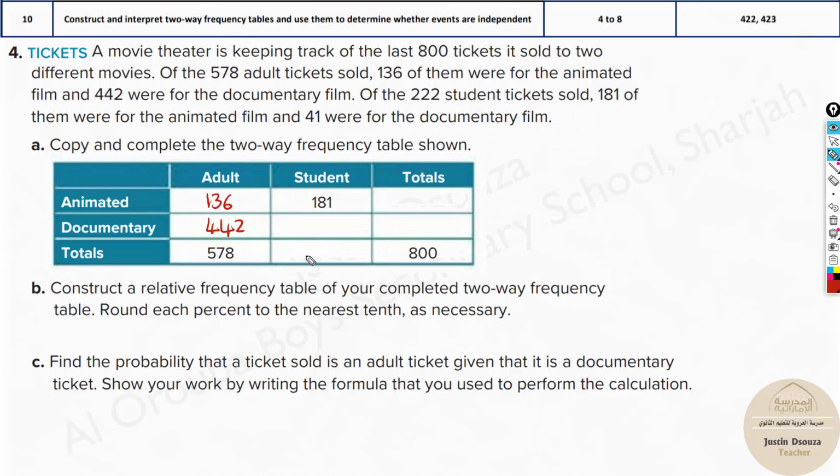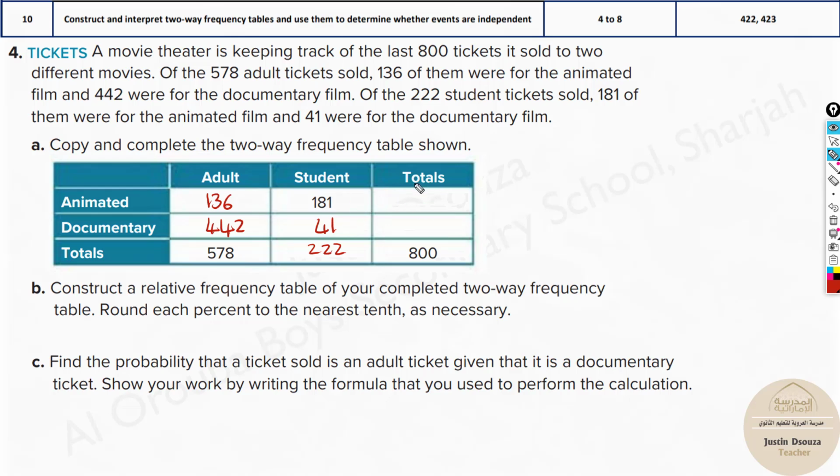So total were 222, so I can just write the total over here, 222. And how many were animated? In that, animated were 181, which is already given, and 41 were for the documentary. Maybe those students were forced by the adults to go to the documentary movie, I guess.